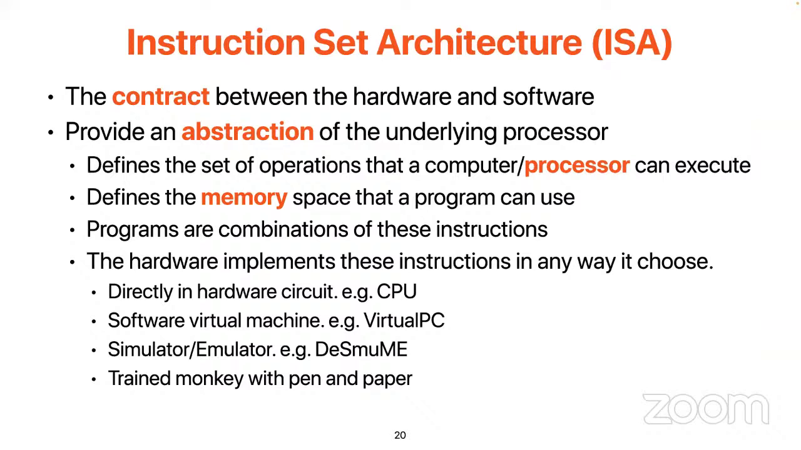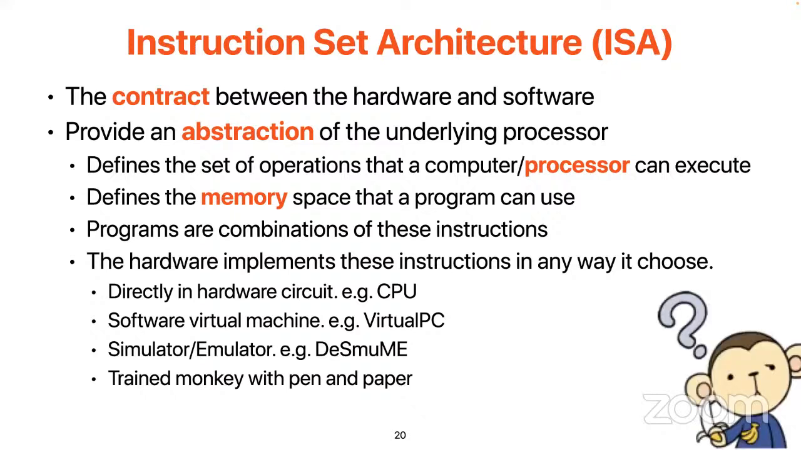So the ISA is actually the contract between the hardware and software. It's an abstraction of the underlying processors, defines the set of operations that a computer can execute, defines the memory space that a program can use, and a program is a combination of these instructions. And there are many ways that you can implement these instructions. For example, you can use hardware support, and newer architectures like Apple's M1 actually use an emulator to support x86 instructions for legacy programs, right?